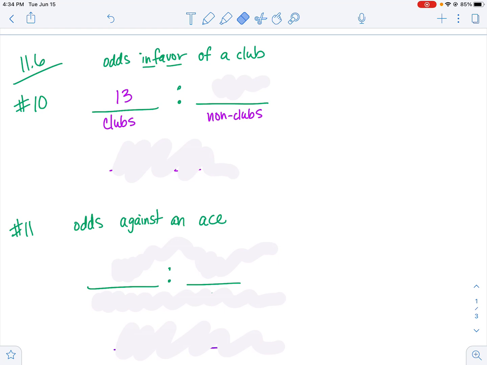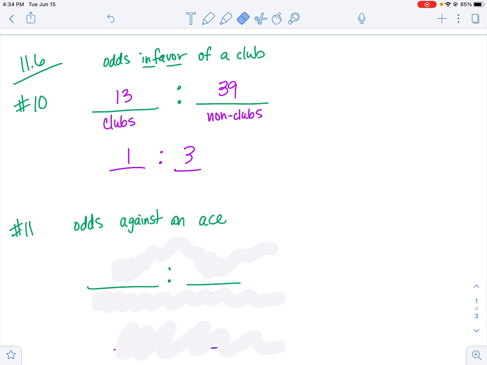That means the rest of them are not clubs. So 52 minus 13, or 39. So odds in favor of a club would be 13 to 39. Let's go ahead and reduce those numbers a little bit, kind of like having a fraction. I wouldn't want 13 over 39 as your final answer. So if I reduce, we can figure out what number goes into both of those numbers, and it looks like 13. So 13 divided by 13 is 1, and 39 divided by 13 is 3.